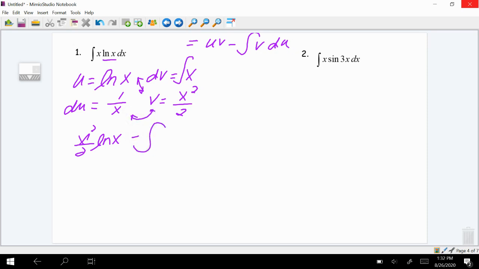Now, when I multiply those together, they actually get a little simpler. This x here will cancel with one of the x's here. So you're left with x over 2. And again, it's an integral. I'm always going to put the dx at the end. If you don't, it's not a big deal.